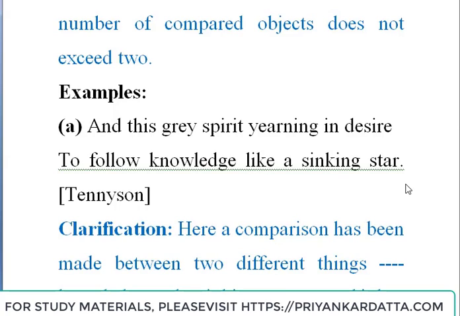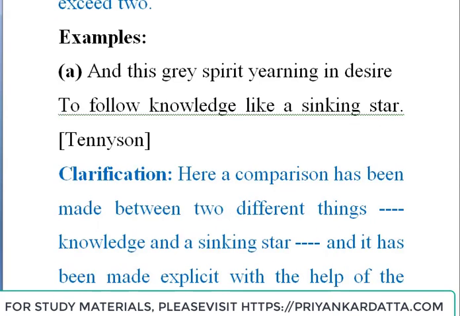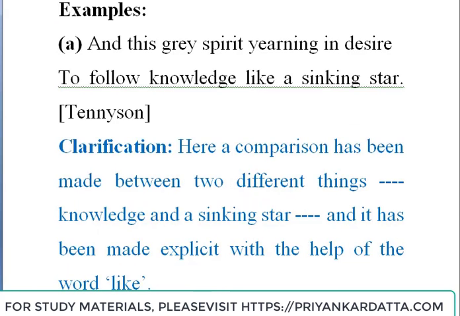The first one is from Tennyson. It is from his famous poem Ulysses. The expression is, "And this grey spirit yearning in desire to follow knowledge like a sinking star." So in order to clarify the use of simile in this expression, you will have to write in this way. Here a comparison has been made between two different things, knowledge and a sinking star, and it has been made explicit with the help of the word like.